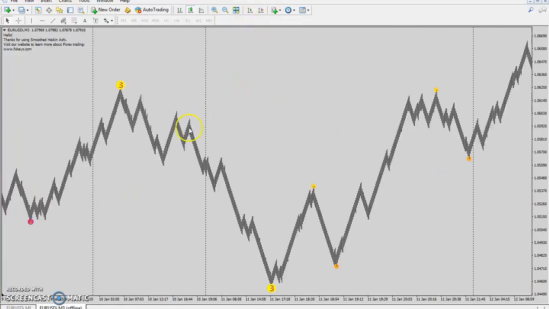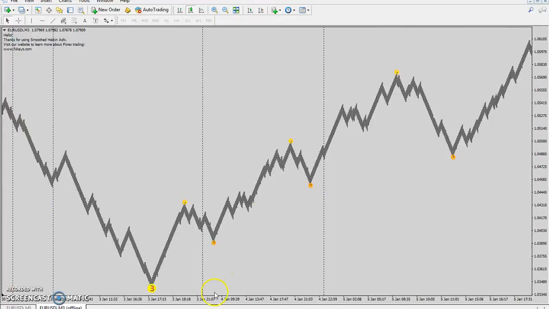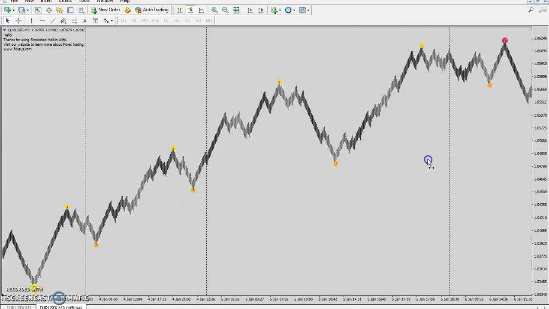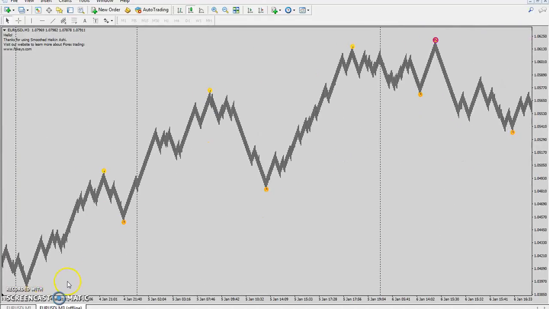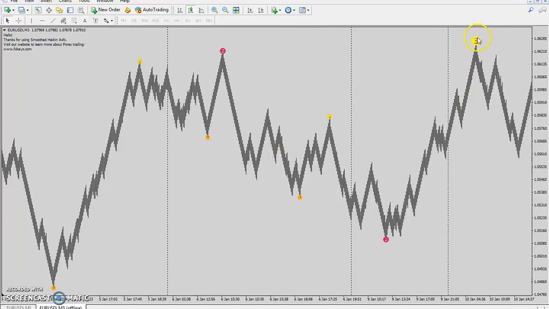Okay, overall trend. I'll zoom out for you guys. Overall trend from this three to this three is an uptrend. As you guys see, the market was moving up and never came back down here where this low three is. Okay, boom. Now let's talk about twos.